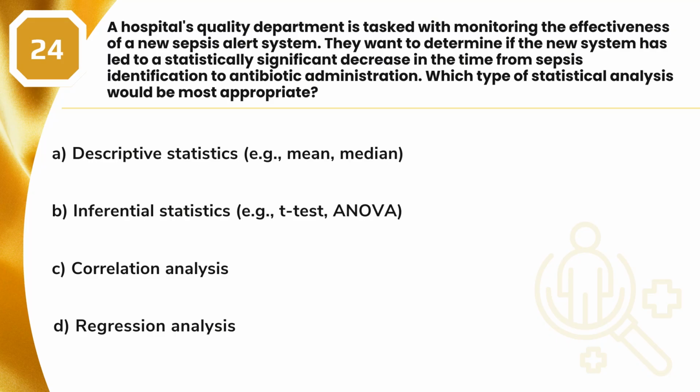Question 24. A hospital's quality department is tasked with monitoring the effectiveness of a new sepsis alert system. They want to determine if the new system has led to a statistically significant decrease in the time from sepsis identification to antibiotic administration. Which type of statistical analysis would be most appropriate? A. Descriptive statistics, for example, mean, median. B. Inferential statistics, for example, t-test, ANOVA. C. Correlation analysis. D. Regression analysis.